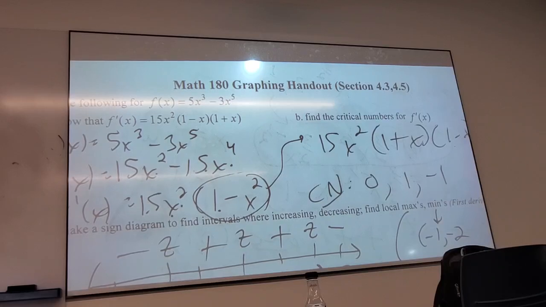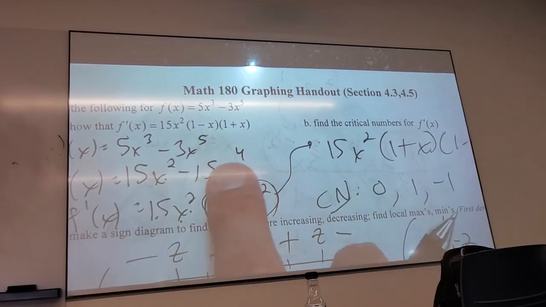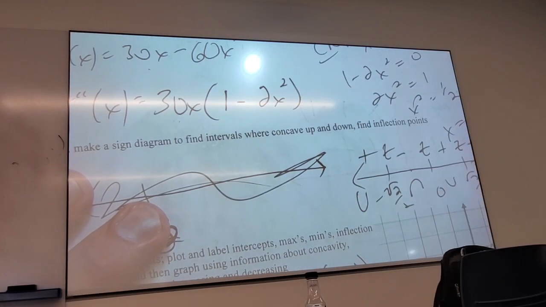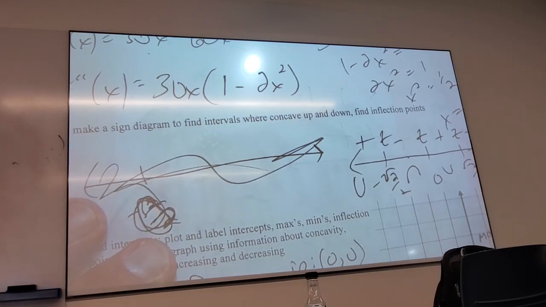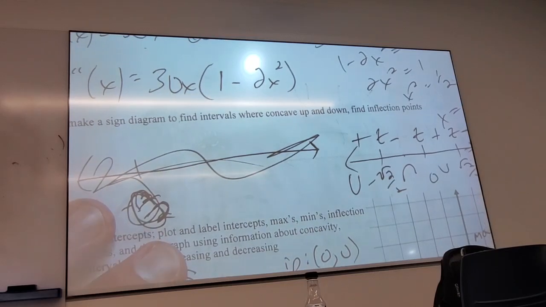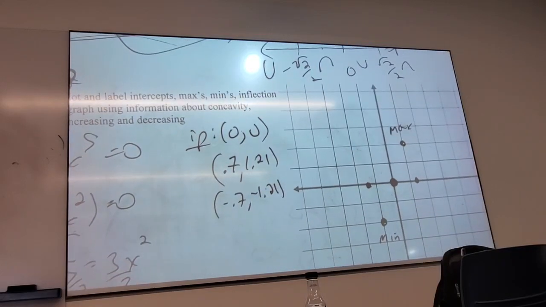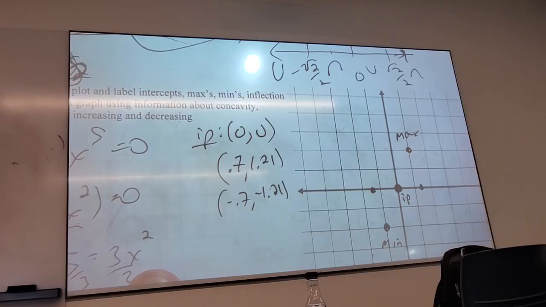1.21? Oh, I'm looking at the wrong thing, Jeff. I'm trying to do it in my head and looking at this. I'll take 1.21. And when you plug in a -0.7, you should get -1.21, I believe. Is that true? So this is an inflection point.